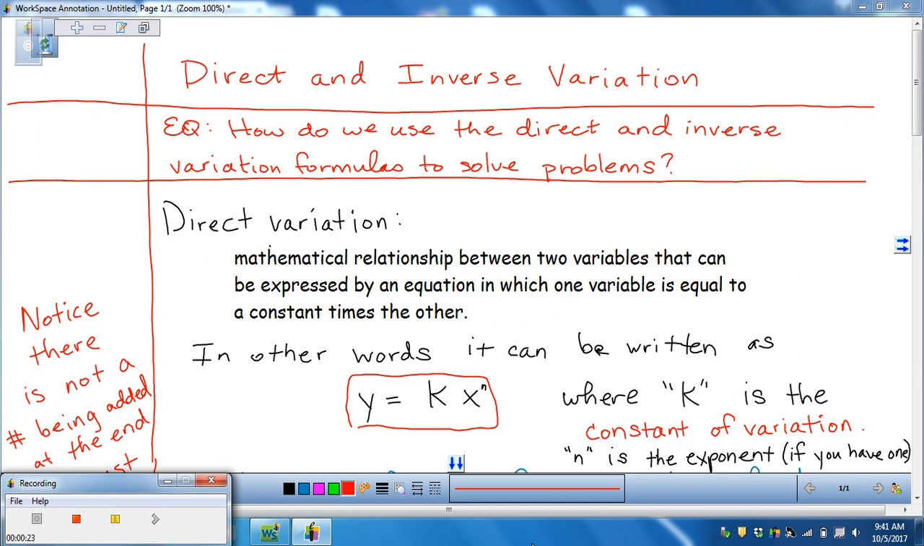Direct variation is a mathematical relationship between two variables that can be expressed by an equation in which one variable is equal to a constant times the other. In other words, it can be written as y equals k times x to the n. And you'll notice that k is the constant of variation. So k is our multiplier. And n is the exponent if we have one. Most of the time we will not have one, but occasionally you do.